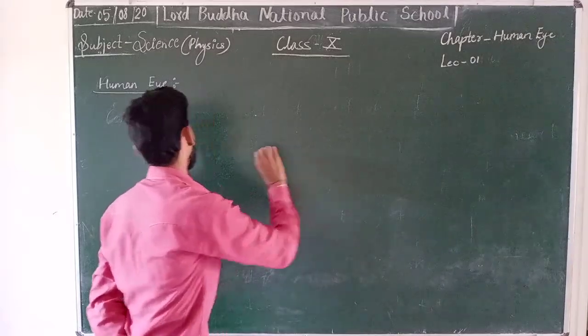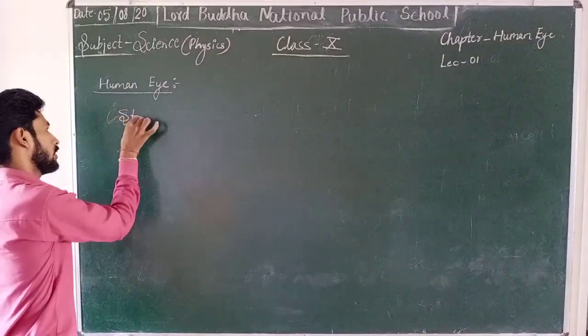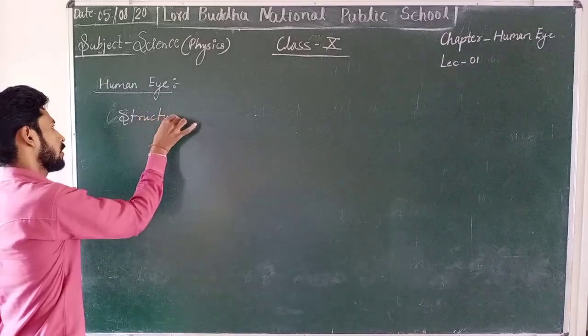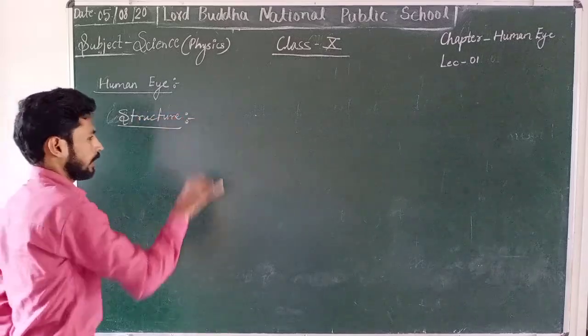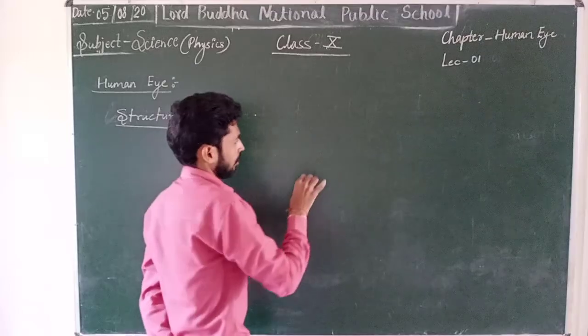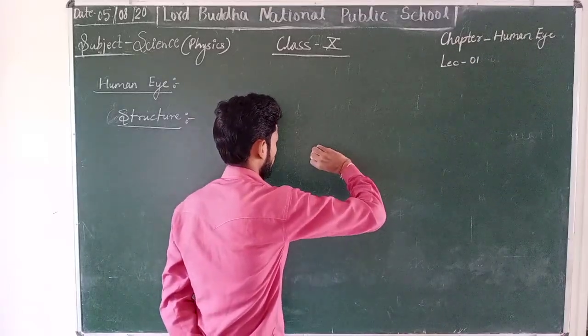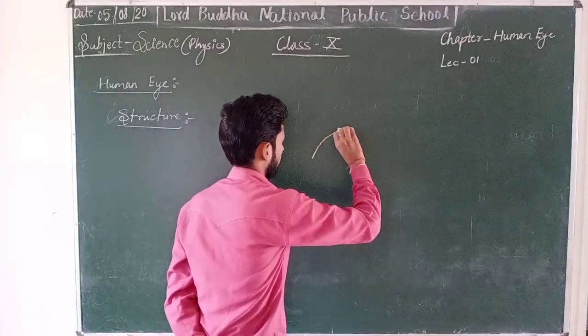So first हम लोग इसका स्ट्रक्चर देख लेते हैं. What is the structure of the human eye? And one by one we can discuss about the parts of the human eye.